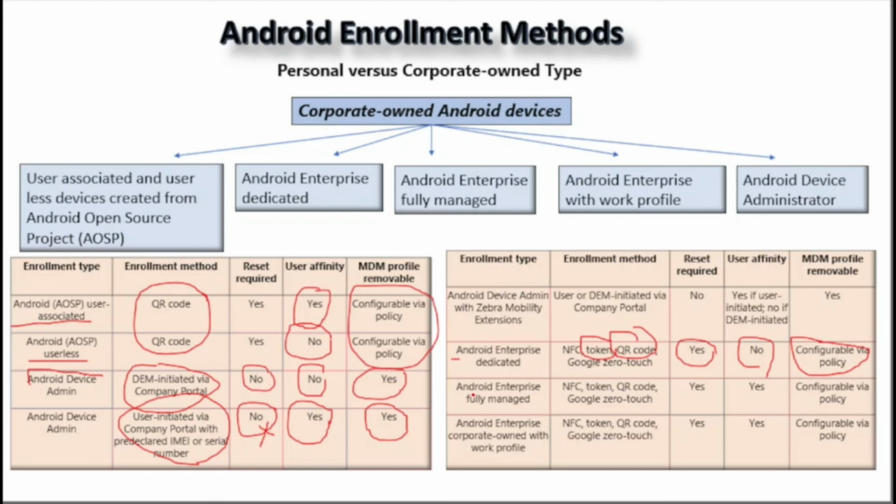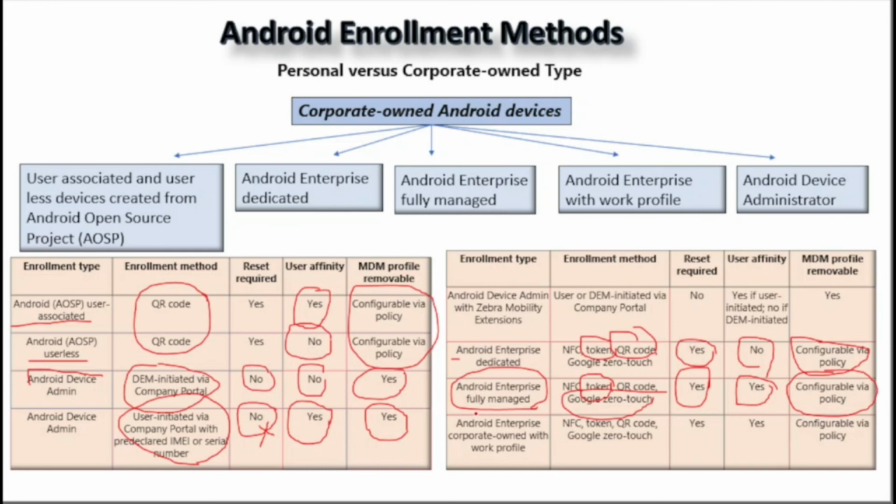In case of Android Enterprise fully managed device, in which the company is going to manage the entire device, not just some portion of it, we can enroll those devices via token based, QR code or even with Google zero touch, and reset is required to perform the installation. The person who is going to register or enroll the device is the owner of that device, and the admin can configure whether the user can unenroll the device or remove the MDM profile or not.